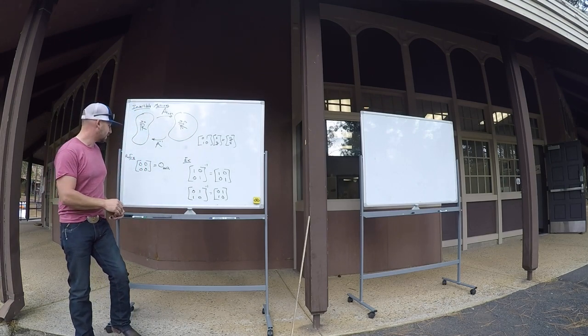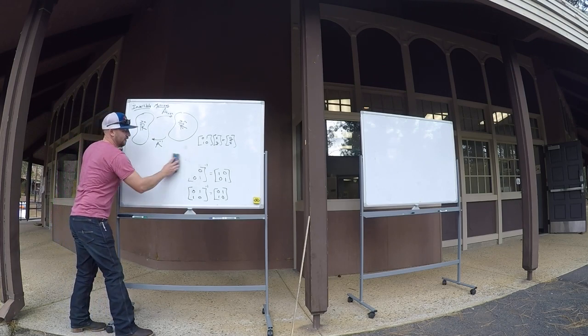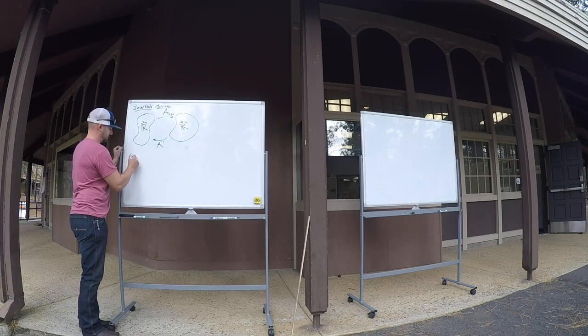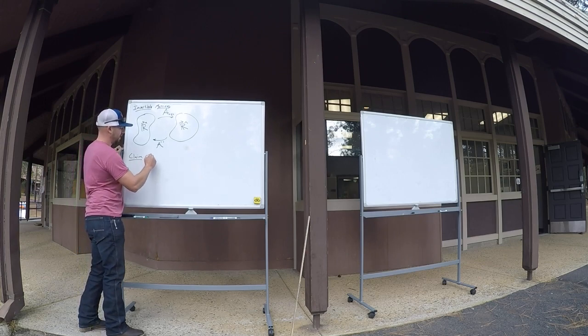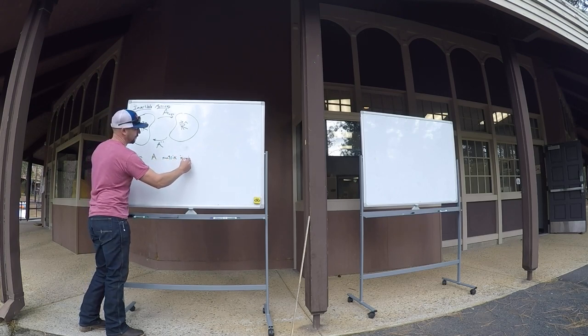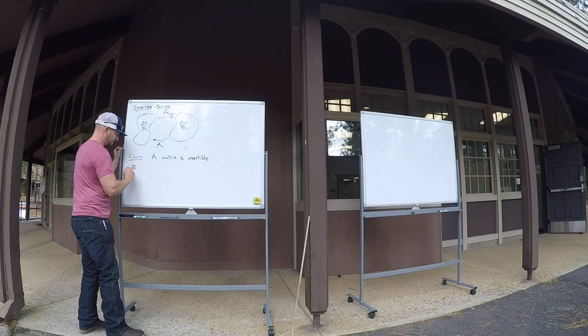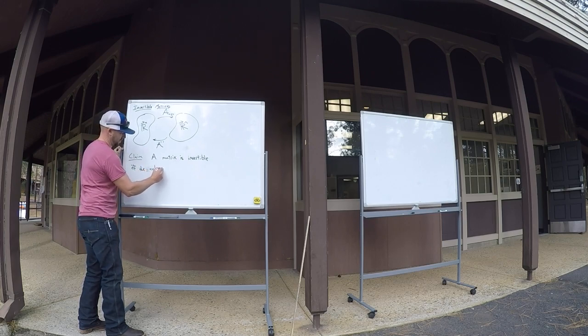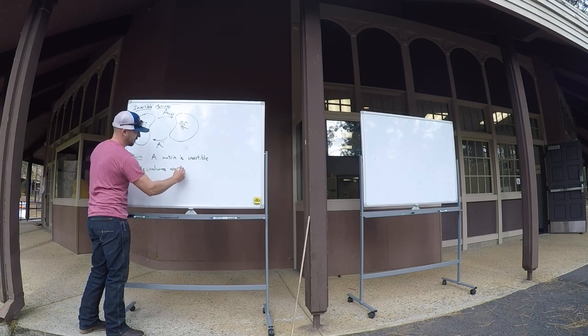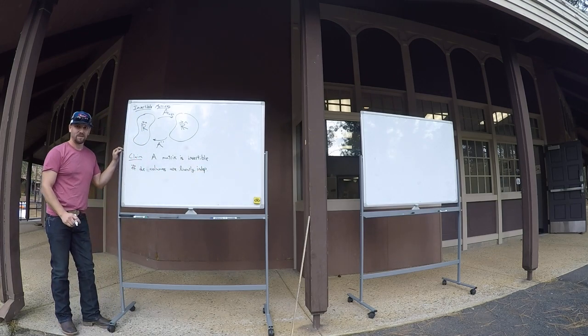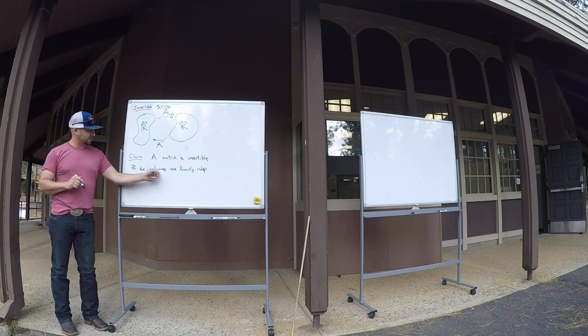So, let's have our kind of secondary criteria. The book makes this claim that a matrix is invertible if and only if the columns are linearly independent. They also say the same statement for rows.